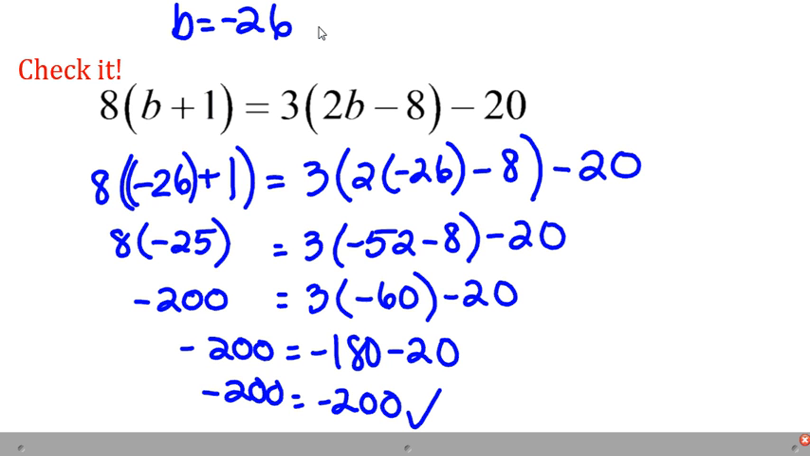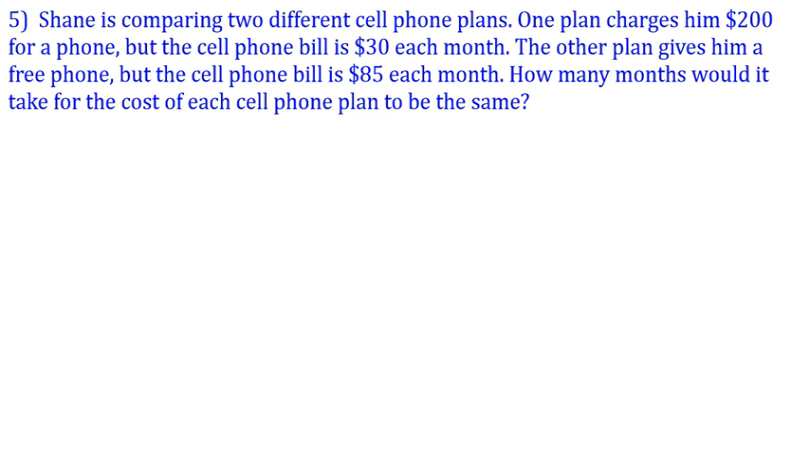Now we know solving equations given to us are great, but equations aren't always given to us. We often have times we're given scenarios and we need to model it with an equation or equations and use that to solve our problems. So let's try a few of these. It says Shane is comparing 2 different cell phone plans. One plan charges him $200 for a phone, but the cell phone bill is $30 each month. The other plan gives him a free phone, but the cell phone bill is $85 each month. How many months would it take for the cost of each cell phone plan to be the same?